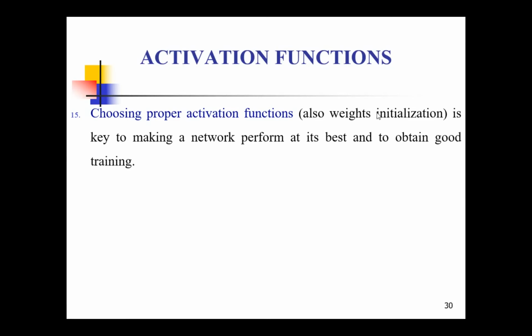So we have seen different activation functions. Choosing the proper activation function is the key to making the network perform at its best and have good training. We have training and testing. During testing we are going to predict. During training I have both input and output, which is called supervised training. All these things we'll see later on. The amount of prediction or training depends mainly on the activation function that we select.